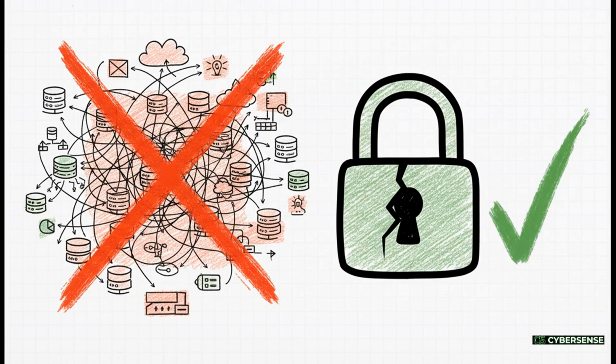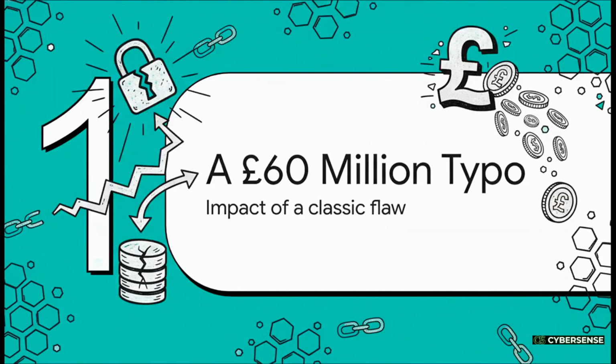It all boiled down to a classic, almost textbook vulnerability. Yeah, we're talking about the big 2015 TalkTalk breach. It's just a perfect, if really painful, example of what happens when a system is vulnerable to SQL injection. This wasn't some complex genius-level exploit. Think of it more like a digital typo with a 60 million pound price tag.